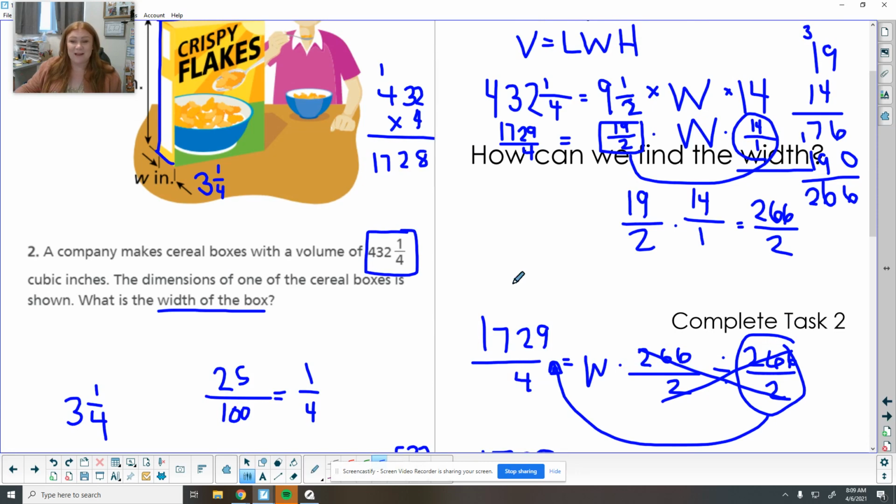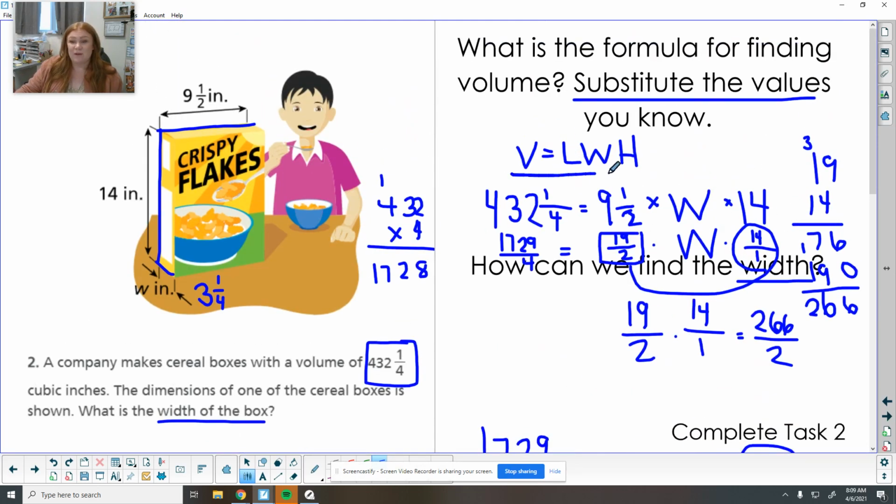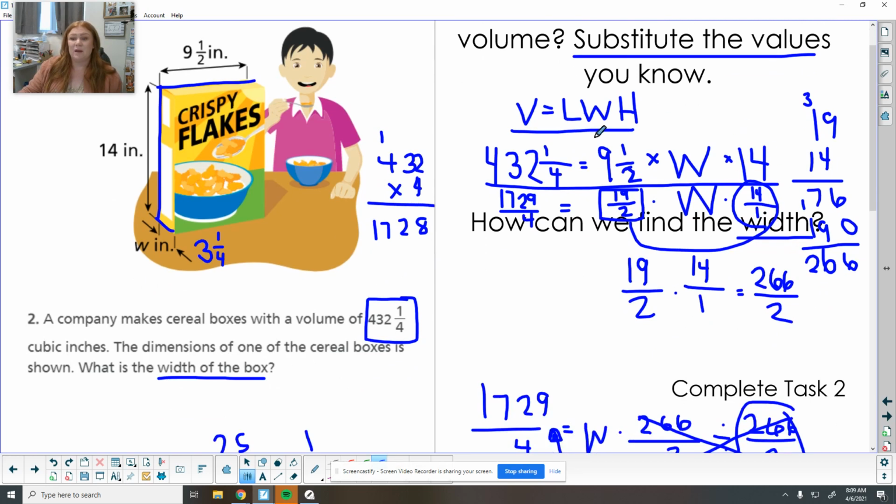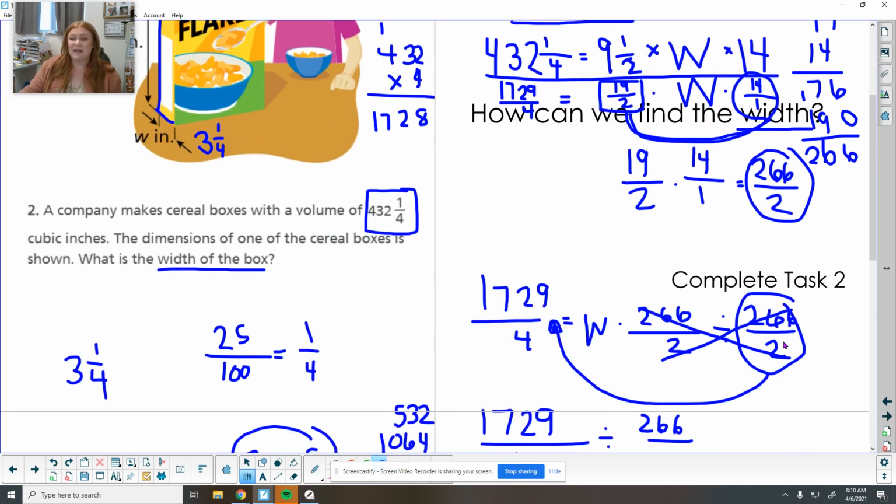That was a lot of work. So we started with our formula. We wrote out what we know. We made things improper since we're working with fractions and multiplying and dividing. So we combined the problems that we do know, because we do know the length and the height, then we can use that commutative property of multiplication to multiply different parts first. So we found that here, and then we had to get that to the other side.